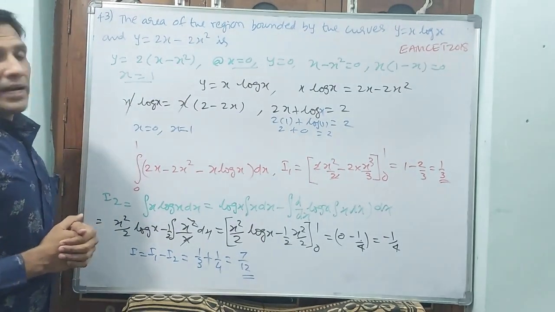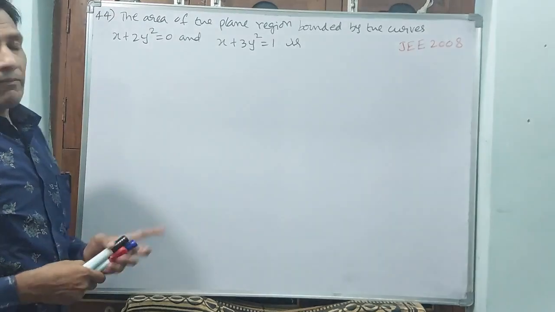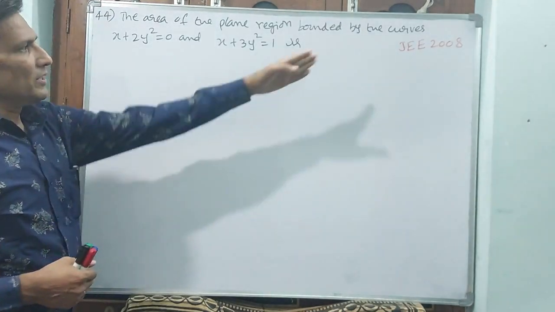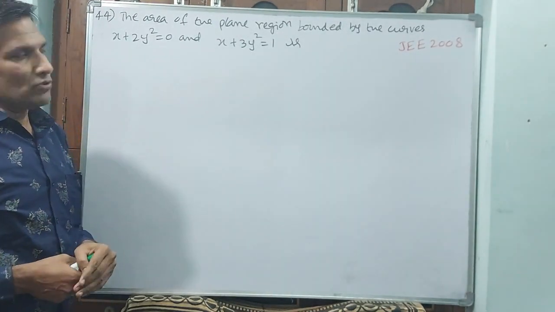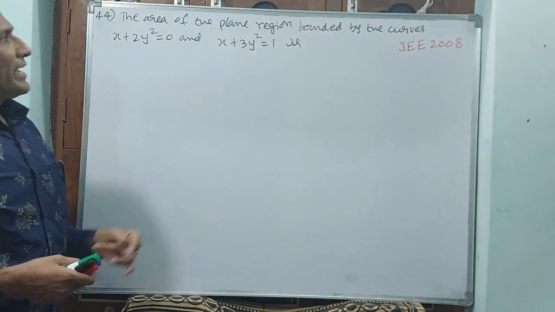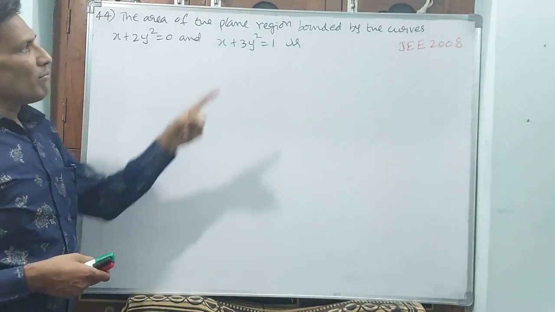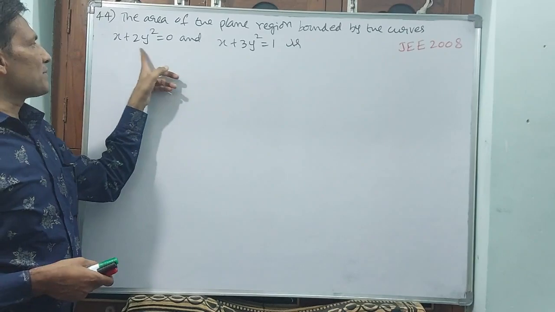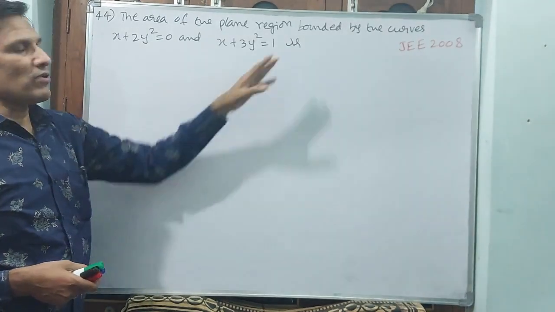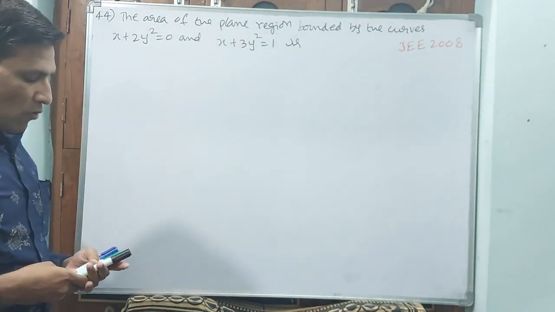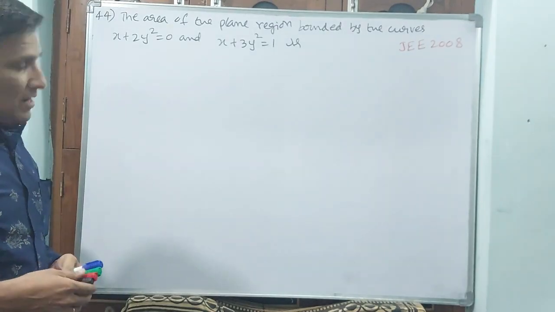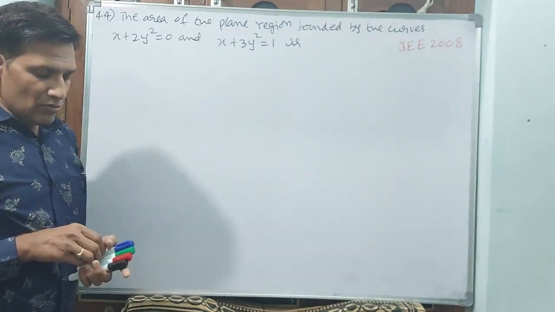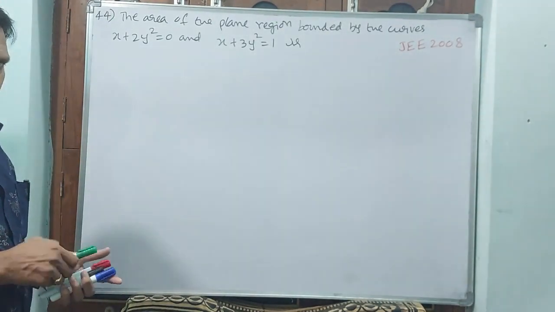Okay. Let us go for the next question. Okay. See question number 44. This is a JEE question, JEE 2008 question. The area of the plane region bounded by the curves. Two curves they have given: x plus 2y square is equal to 0 and x plus 3y square is equal to 1. Okay, how to find it? Let us see. First you solve these internally, then you are going to get the limits. Okay, that we know very well.